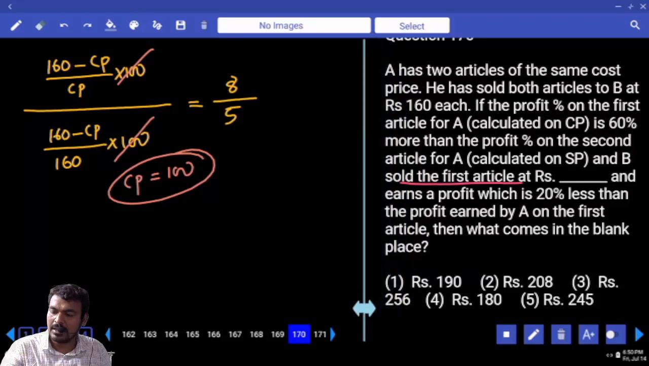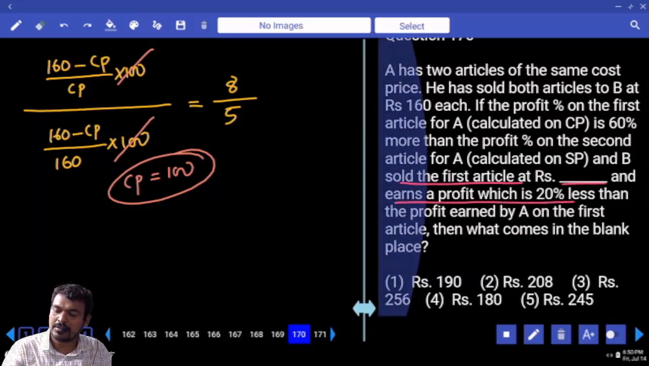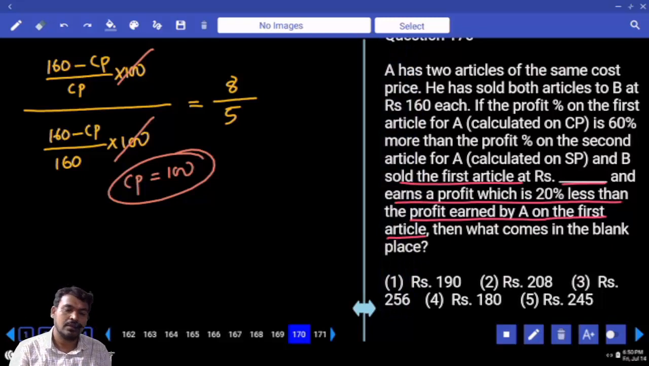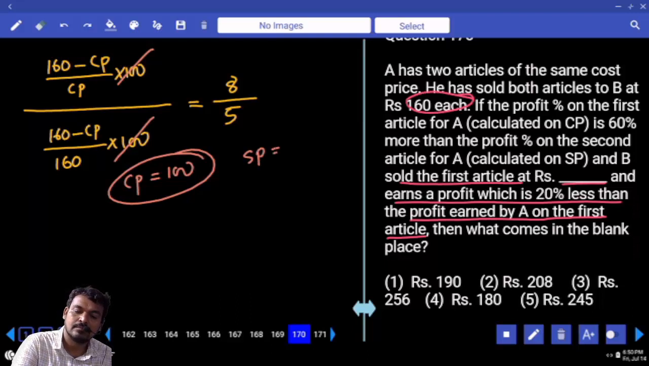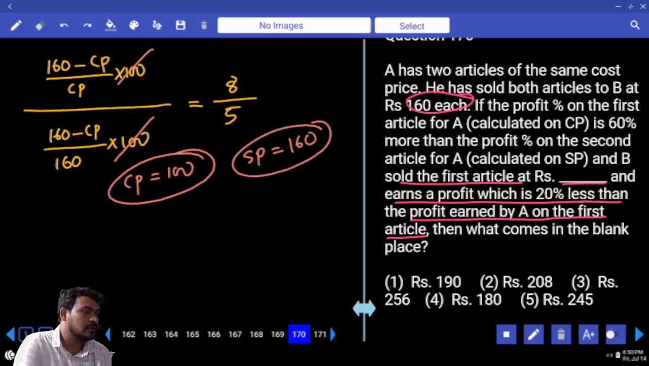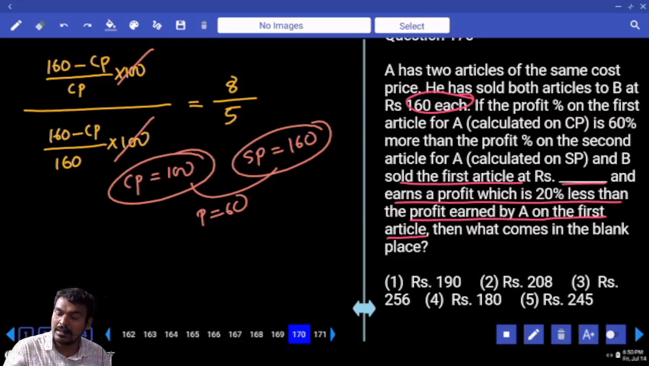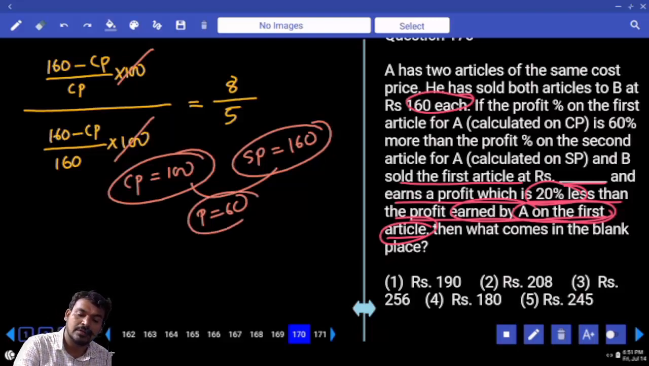Next, what is the condition here? B sold the first article at dash rupees and he earns a profit which is 20% less than the profit earned by A on the first article. What is A's first article profit? What is the first article selling price? 160. What is the cost price? 100. Selling price 160 means profit 60 rupees. That is profit on the first article. Compared to that one, how much percent less is given? 20%. 20% less means what is 20% of 60? 12. 60 minus 12, 48.